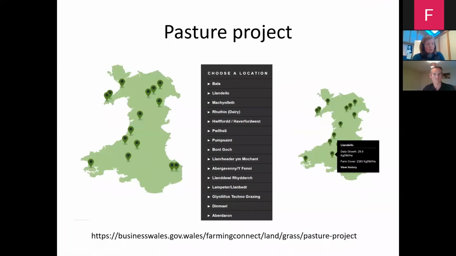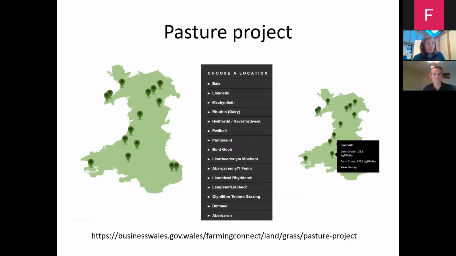So just to hint at activity, this is a project run by Farming Connect looking at a range of locations, and it provides you with grass growth information. So on the website you can see at the bottom, you basically hover over the area and it'll give you the recent grass growth information and also give you some history. So if you're not measuring grass already, there is information out there. So this is one source that can be useful.